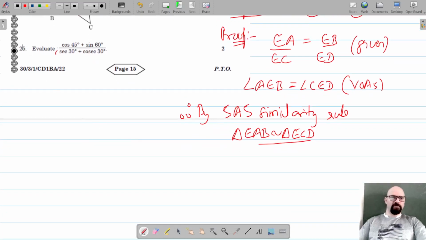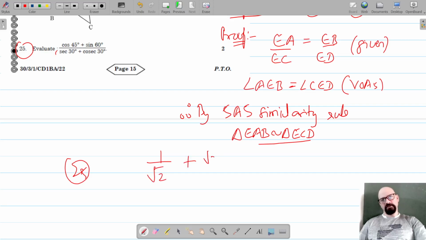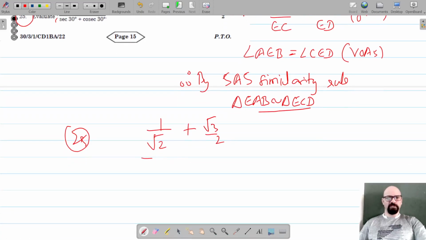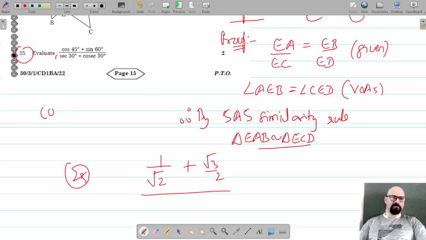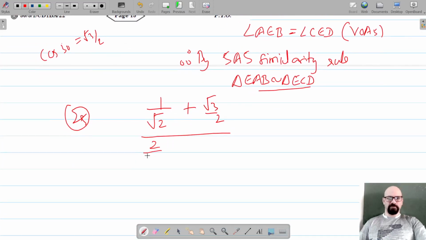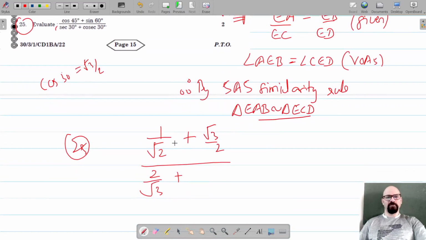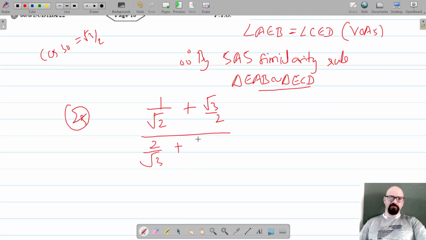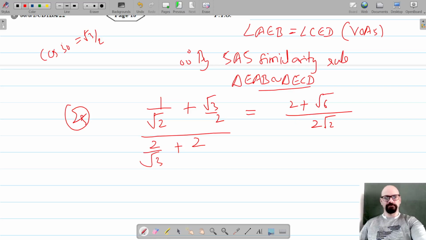Okay. Now we have to evaluate question number 25. So for question number 25, let's put in the values. Cos 45 is 1 by root 2. Sine 60 is root 3 by 2. Secant 30 is the reciprocal of cos 30, which is root 3 by 2. So this is 2 by root 3 plus cosecant 30 is the reciprocal of sine 30, which is 2. Okay, for the numerator LCM is 2 root 2. So this is 2 plus root 6 by 2 root 2.